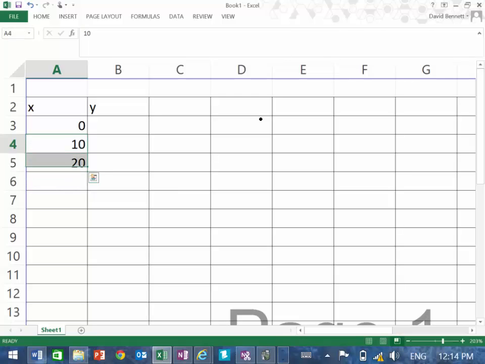What I could do is highlight these two cells here. See how when I go to the bottom there, it goes to a black cross. I can drag that down and go to 100 and it fills down for me. Got the idea? So now I've got my formula.